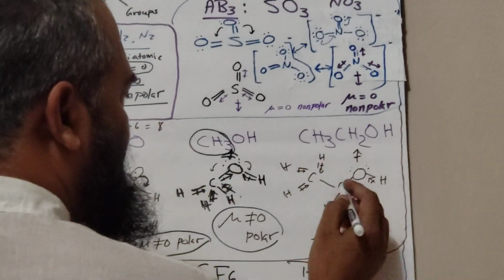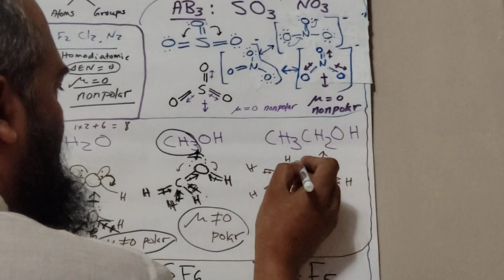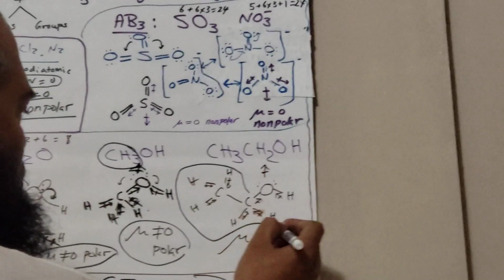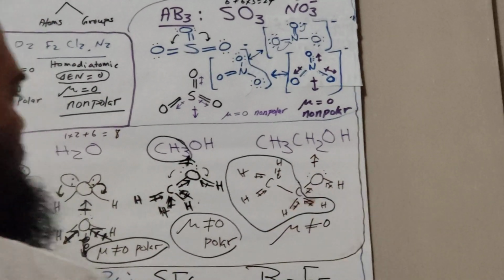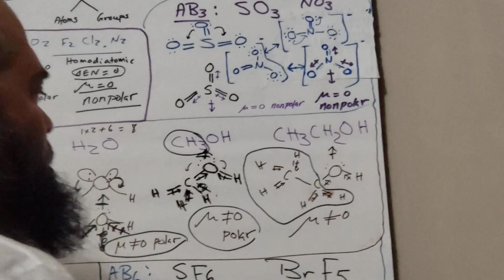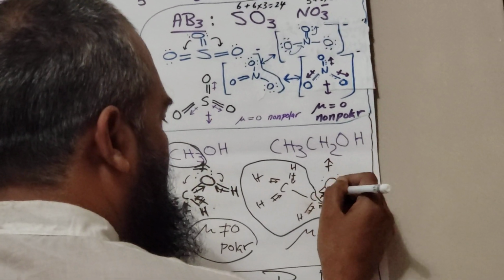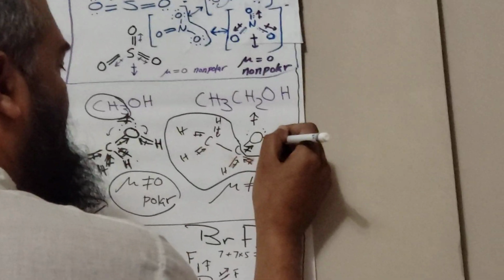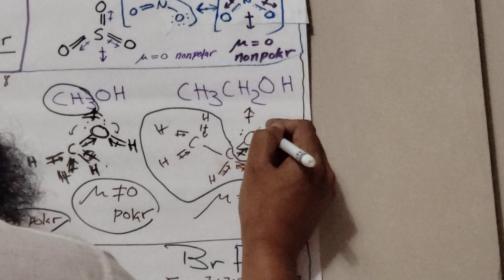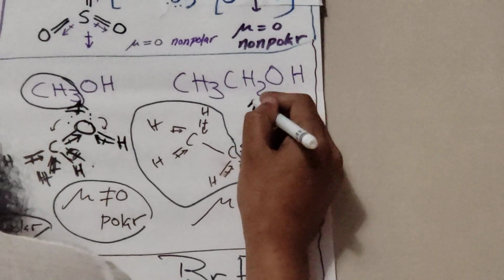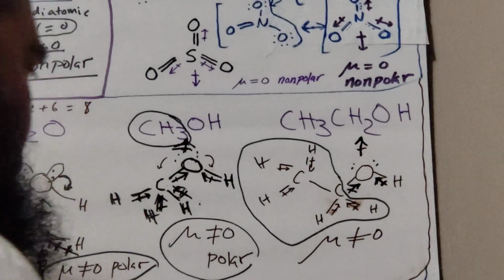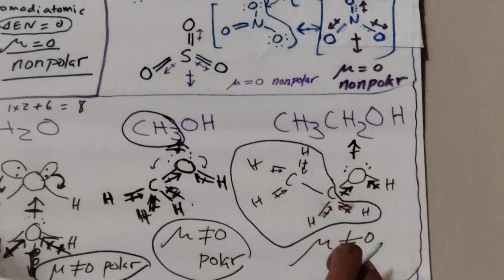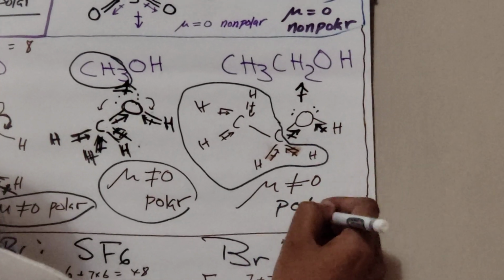Ethanol is the same. Now you have to consider this one as a whole group. Oxygen will pull from hydrogen, okay, and you have a lone pair. Because of this, you will have a dipole moment this way. The dipole moment is not zero. This is also polar.